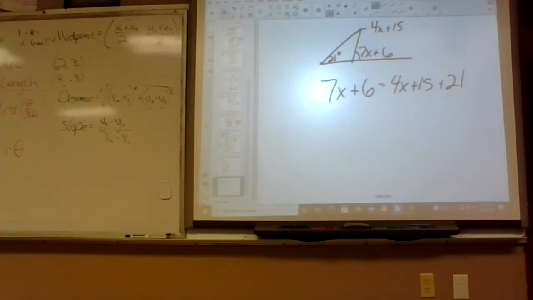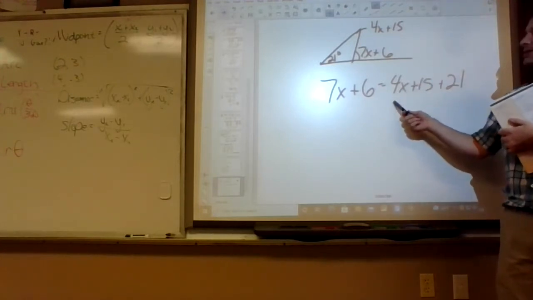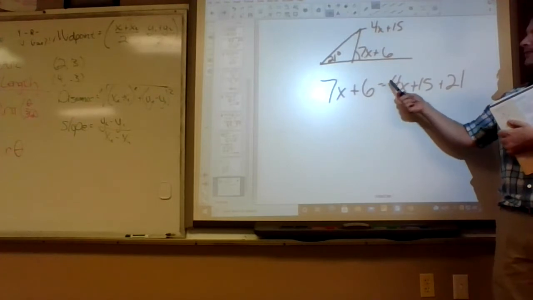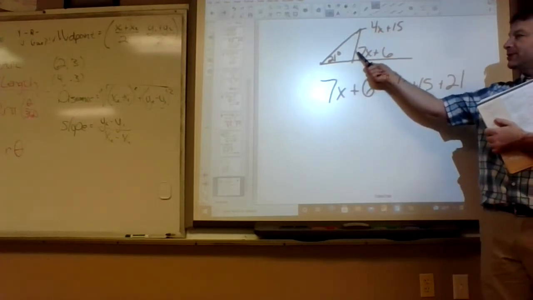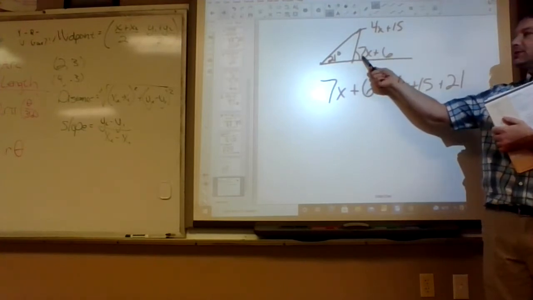Alright, how do I solve that for x? Well, you do some algebra. Is x going to be the answer on this one? No, they asked for this angle right here. So once you get x, you need to plug it in right here to figure out what that angle is.